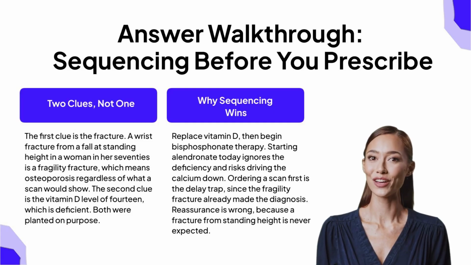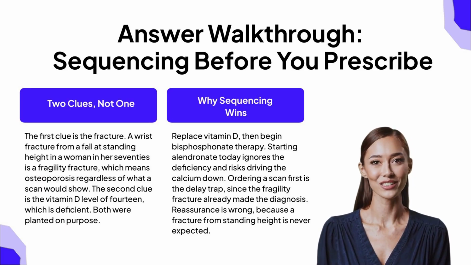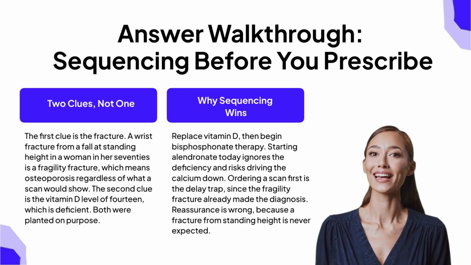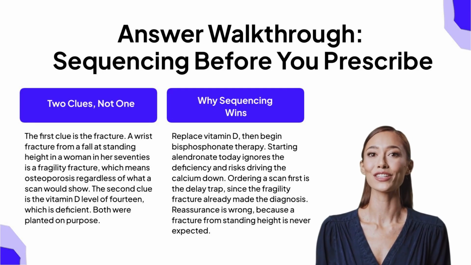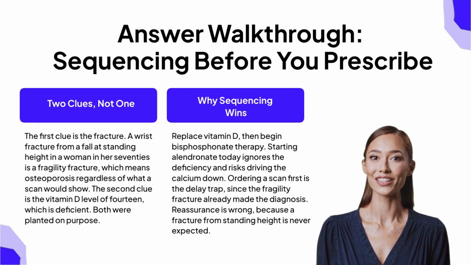2 clues. First, the fracture. A wrist fracture from a standing height fall in a woman in her 70s is a fragility fracture, which means osteoporosis regardless of any scan. Second, vitamin D of 14 is deficient. Both were planted on purpose.